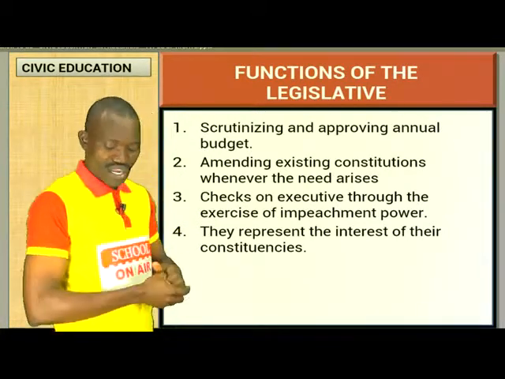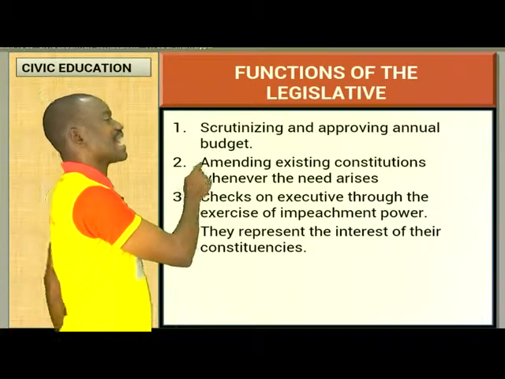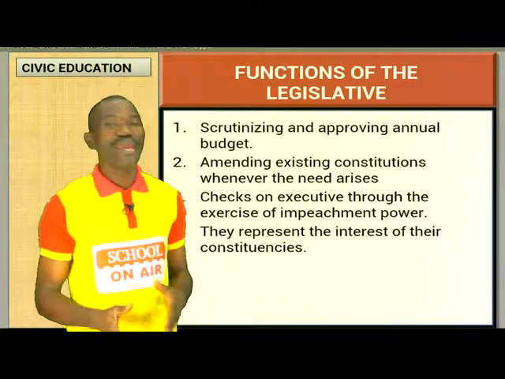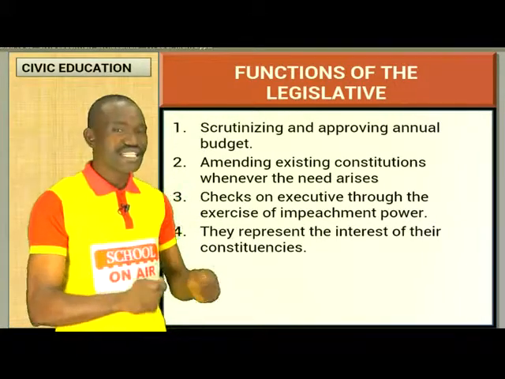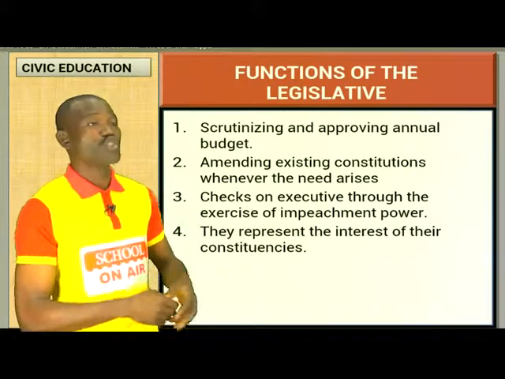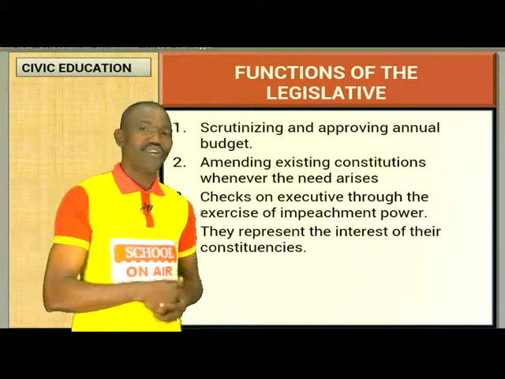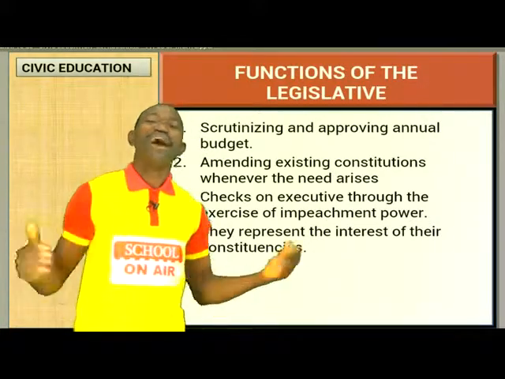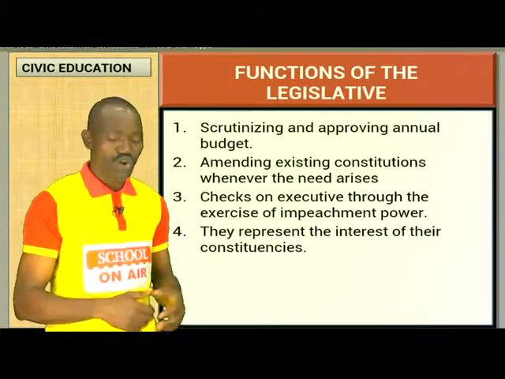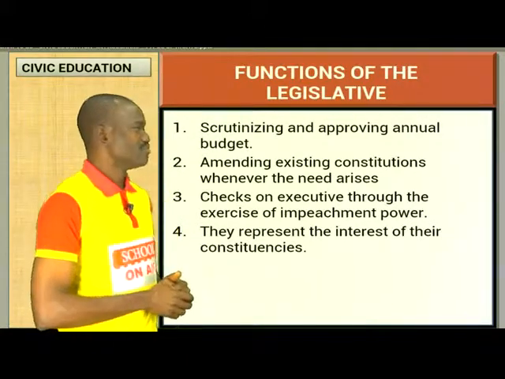Functions of the legislative organ of government. Number one, they scrutinize and approve the annual budget. In other words, the executive will prepare the annual budget and present it to the House, to the National Assembly. The National Assembly will study it. All the various committees, the relevant committees in charge of finance, will study it, invite relevant authorities, question them, and after due consultation, may approve or disapprove the budget.